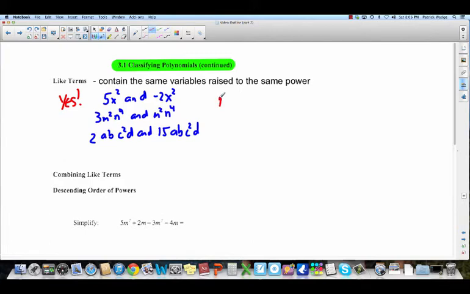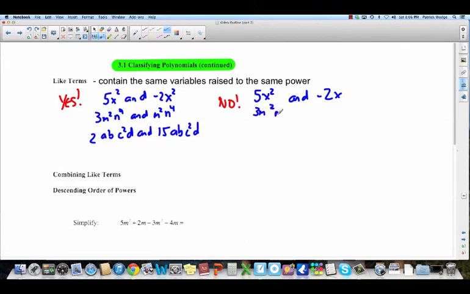Okay, here's some things which are not like terms. Let's go with the 5x squared again, just like we did here. If it was 5x squared and negative 2x, just like before, but not squared, those are not like terms. They have the same variable, x and x, but this one's raised to the 2nd power, this one's only raised to the 1st power. Doesn't work.